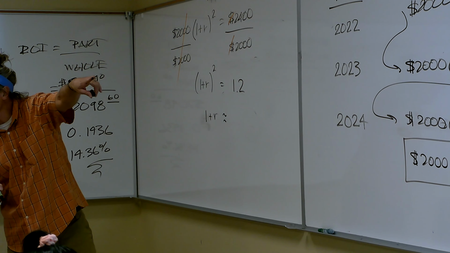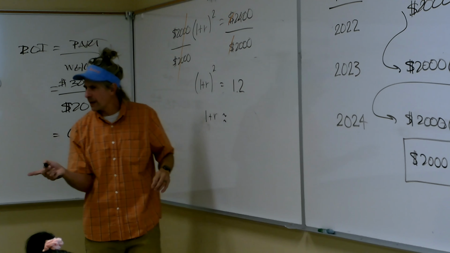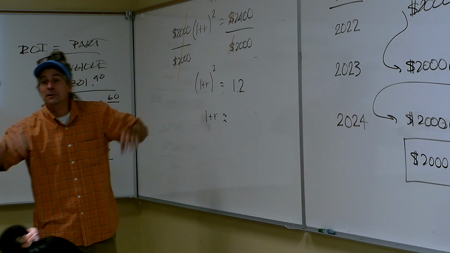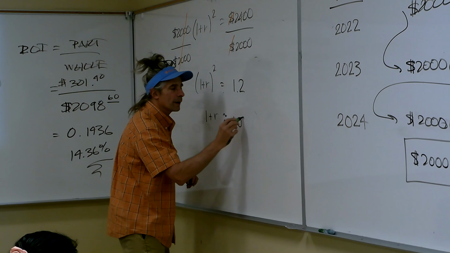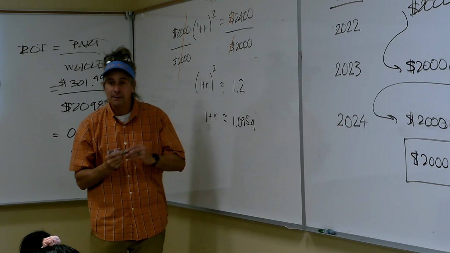Can we go to 1.095? Is that okay if we stop there? What did I tell you to round to in the homework? The 100th of a percent. So I'll go one more: 1.0954. That's the 100th of a percent.